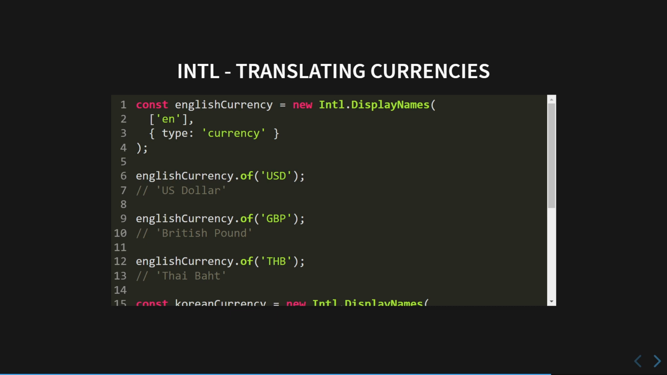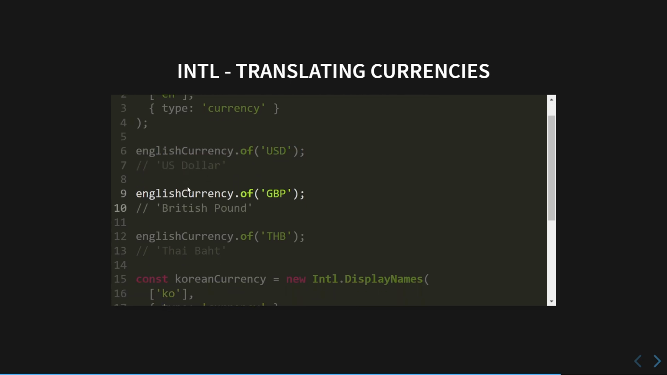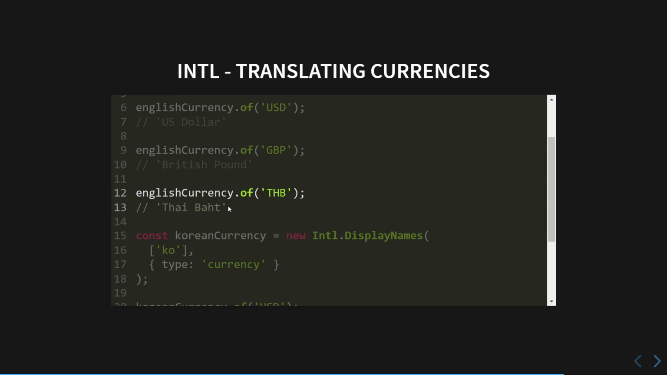Another neat thing that it can do is translating currency display names. So let's look at this example. I'm saying, give me the display names in English for currencies. And I want to see what the display name of the USD is, and it'll say it's the US dollar. Or what's the display name of GBP, which is British pound. Or what's the display name of THB, which is the Thai baht. And this is really useful because this can go from like many languages.